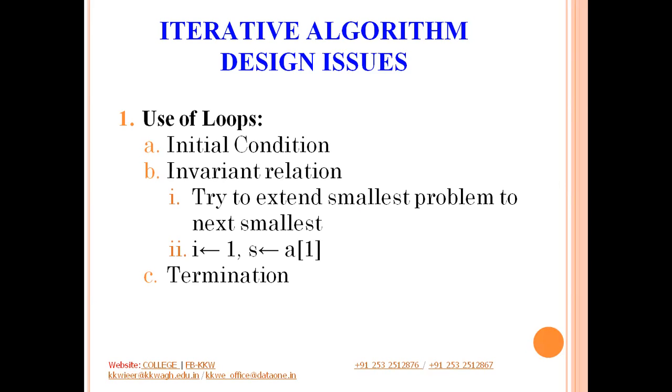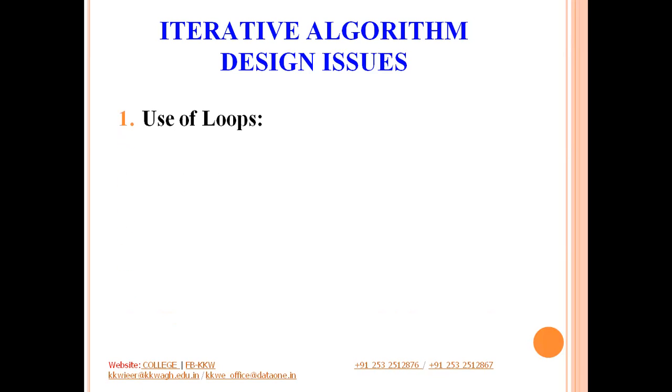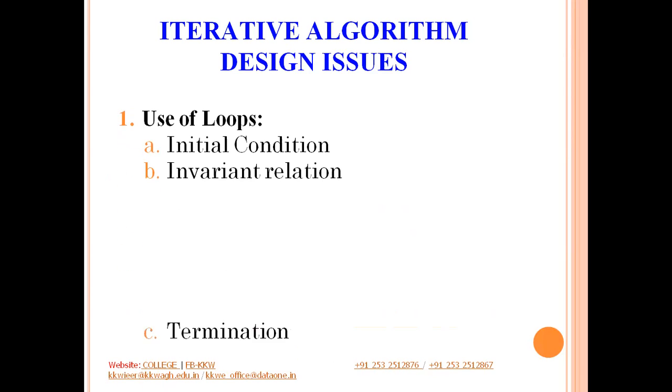Then the third one is the termination condition. How should you write the termination condition? We have seen in the characteristics of an algorithm that you can call the code you have written an algorithm if it can terminate in a finite number of steps. Similarly, when you are writing a loop, you should properly set the termination condition. That means it should be very clear when you are moving out of the loop or terminating the loop.